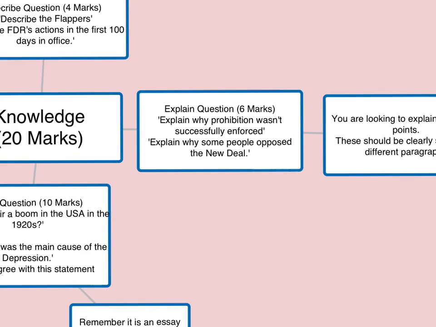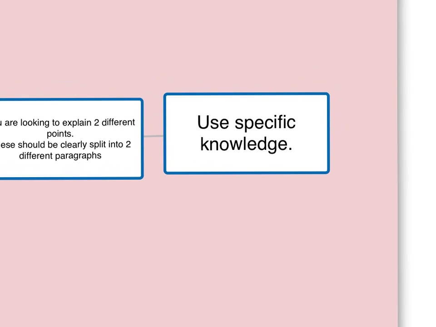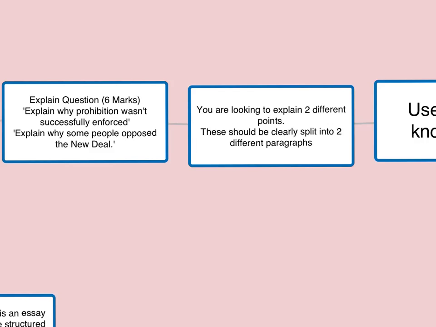Then we move on to the explain question, which is for 6 marks. Good examples: explain why prohibition wasn't successfully enforced, explain why some people opposed the New Deal. You're looking to explain 2 different points and to try and split them into 2 separate paragraphs. So we've got 2 answers there to the same question. If you can do that well, you can get up to 6 marks. The key point is though that you've got to use specific knowledge. What do you know about the New Deal or about prohibition that you can bring into this? Split it up into 2 separate paragraphs when you come to answer it.